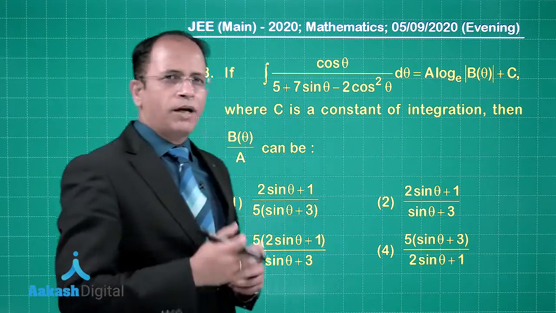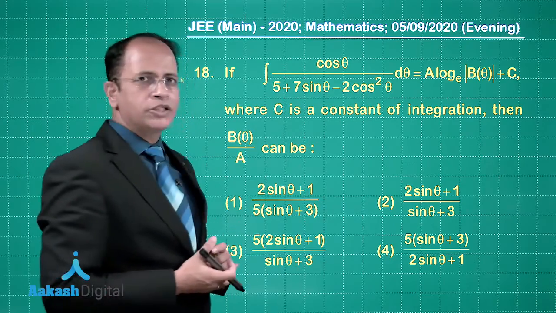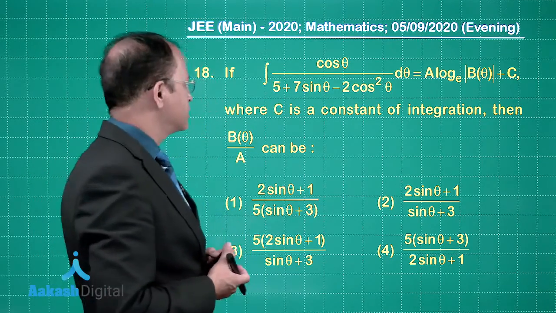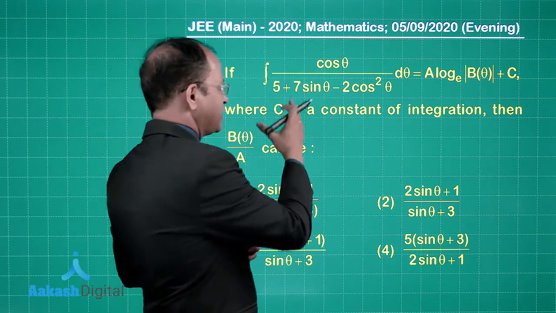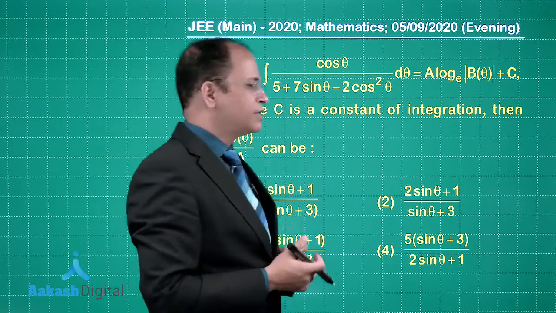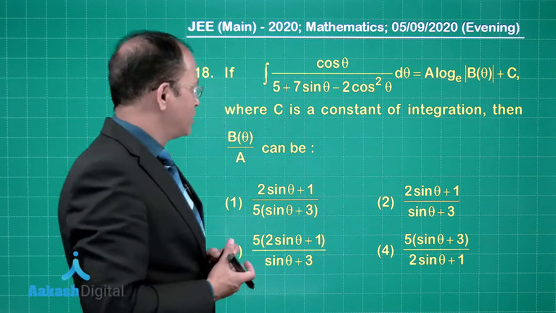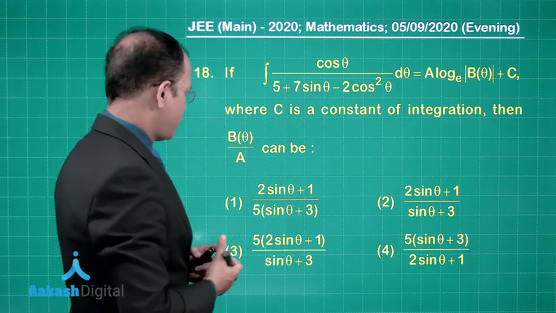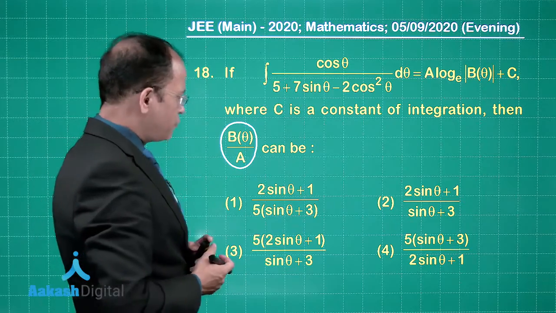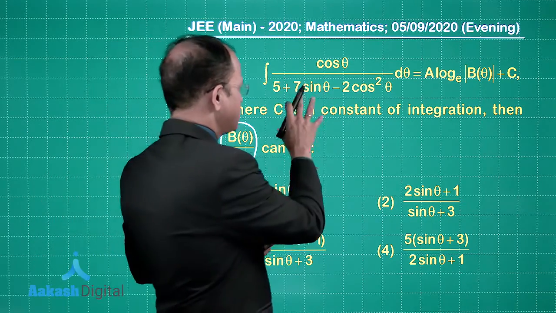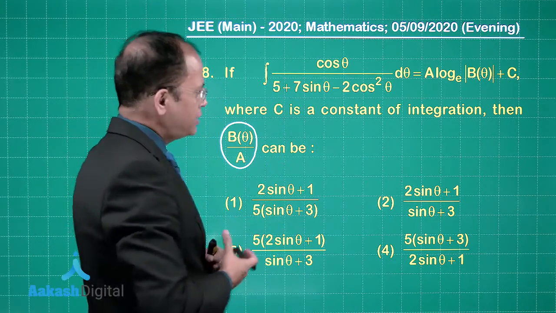So friends, let's talk about the next problem, that is question number 18. This is a problem based on indefinite integration, and you have been given the integral as cos theta divided by 5 plus 7 sin theta minus 2 cos square theta d theta, and is equal to a log base e b theta plus c, where c is the constant of integration we have, and we have to find b theta upon a.